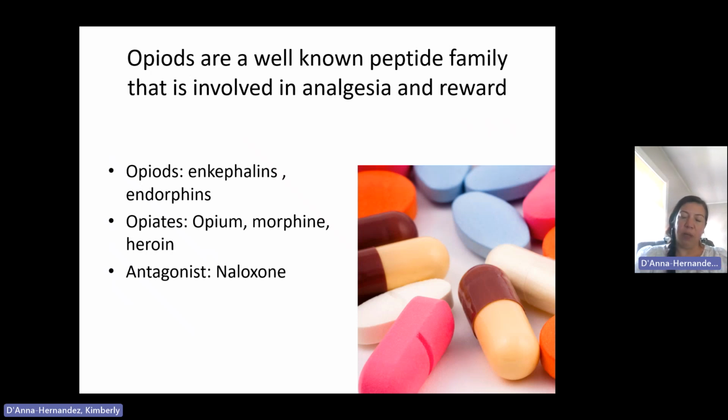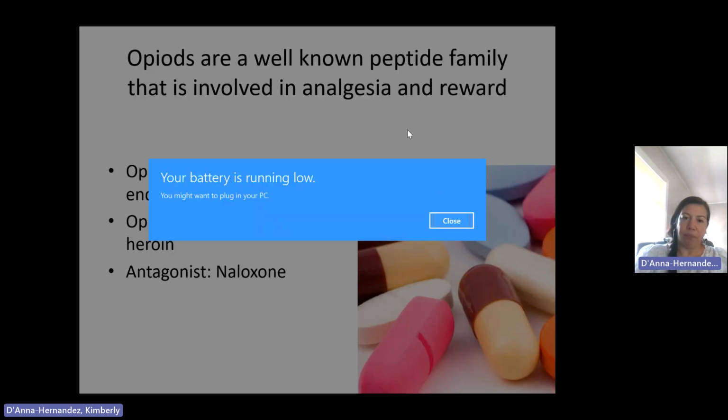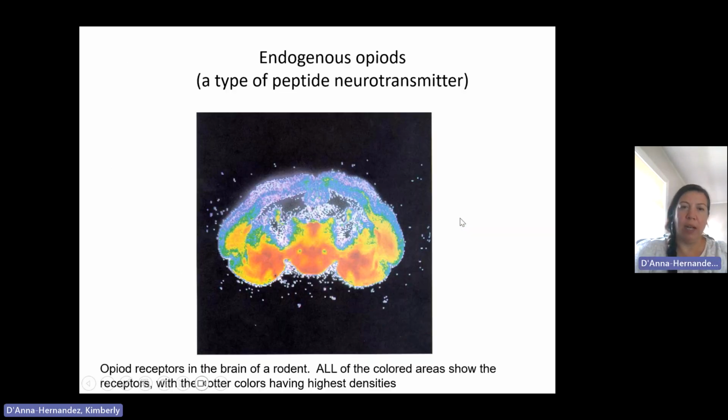Then we have exogenous opiates, which are like opium, morphine, heroin, codeine, all those types of things, which are agonists, so they're going to act on the system. Whereas naloxone will sit and block that system. It's an antagonist. My battery's running low.